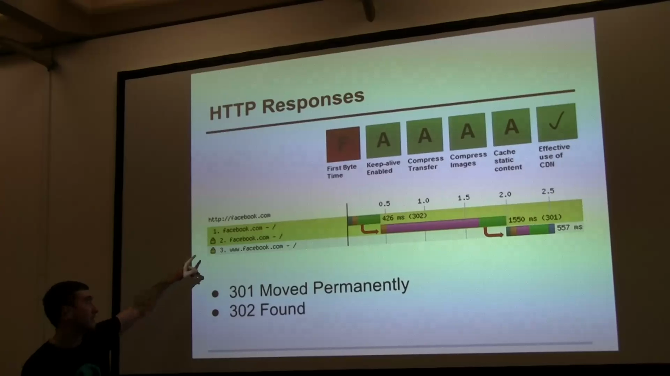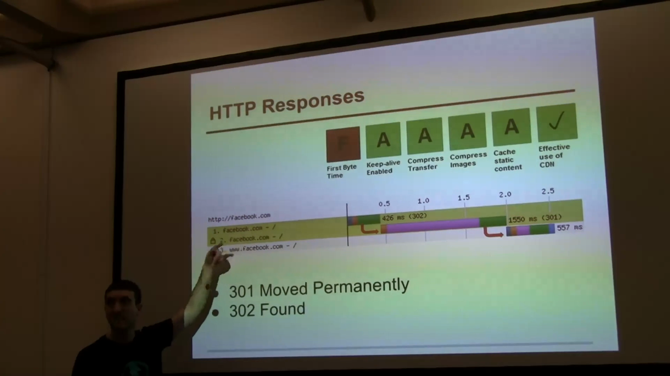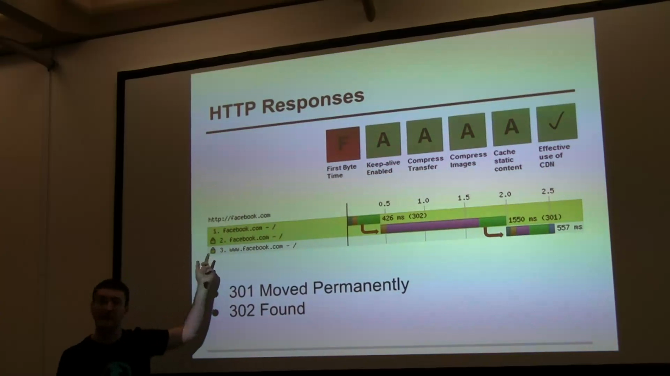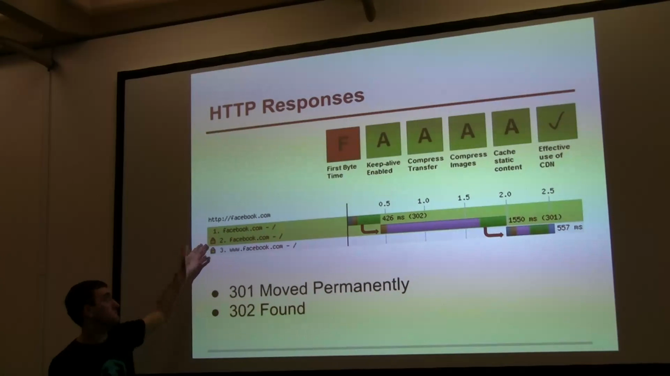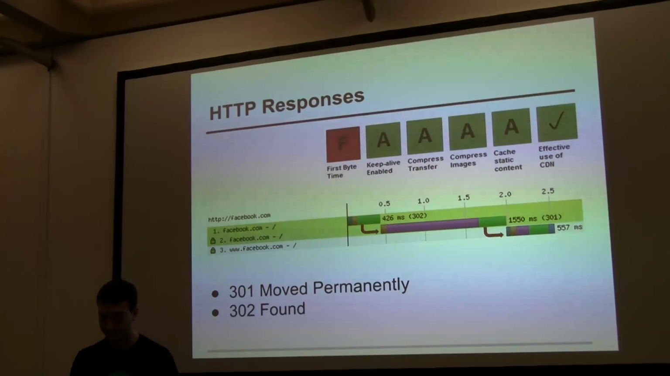If you can, like if you have a link on your site, hey, check out the Facebook homepage and it's facebook.com, you're going to incur that redirect for everybody who clicks that link. So, just jump to step 3. No need to start at step 1.